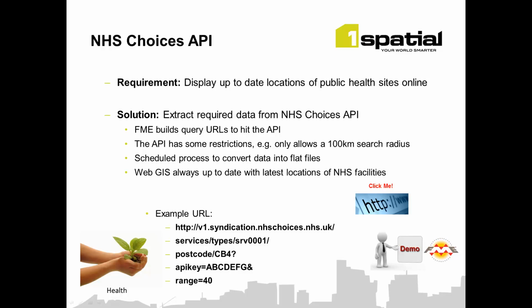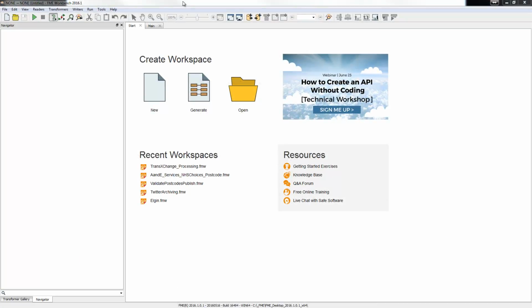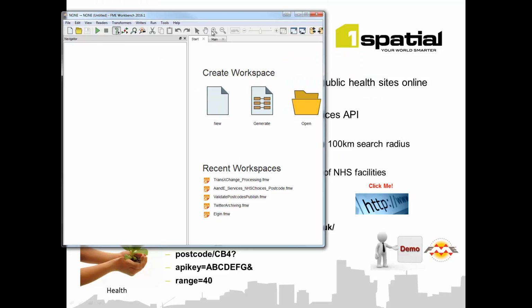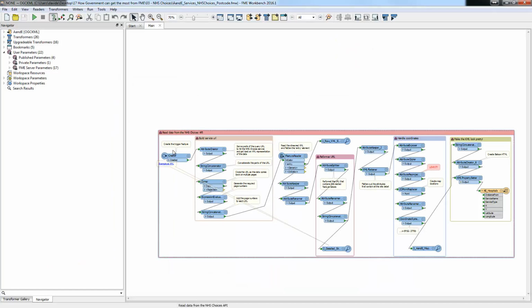So all we need to do is build up a query using this process, and we can use FME to do that. So let's go and have a look at a process to do that. So I'm going to effectively hit the NHS Choices API, and let's just launch a process in FME that's pre-configured.